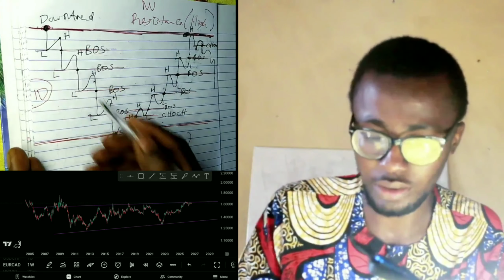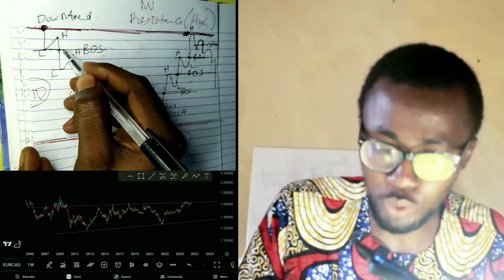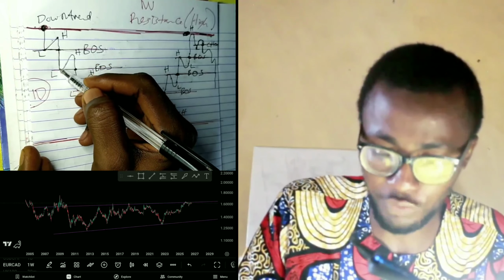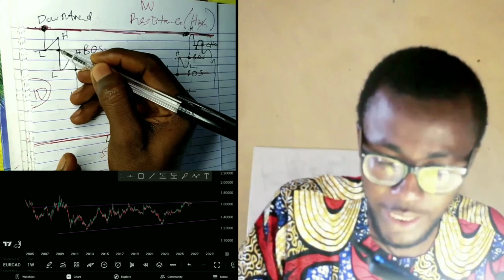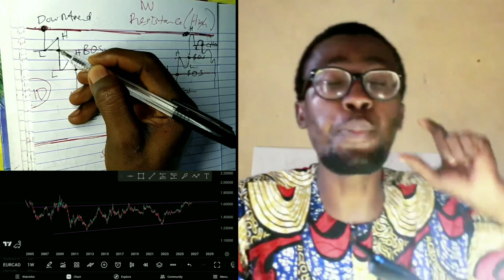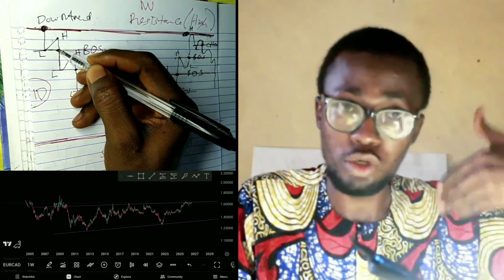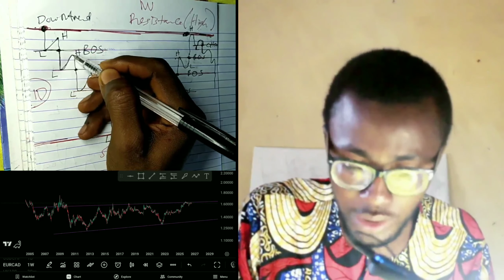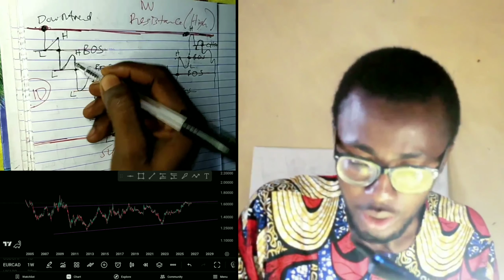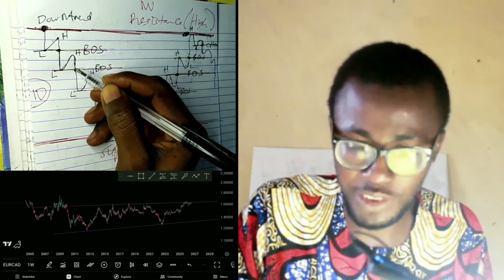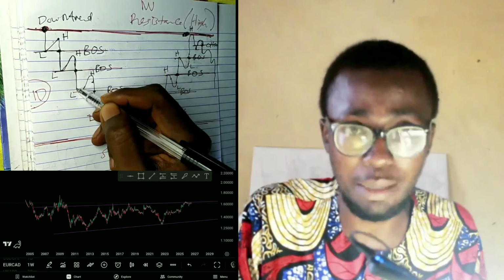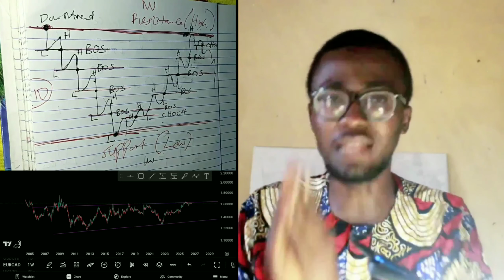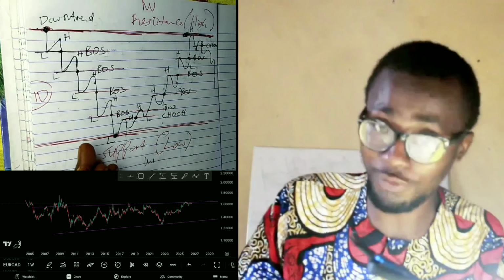So in this downtrend here, when this low is broken, it's called break of structure. As this low is broken here, it's called break of structure. So break of structure makes the trend continue a downtrend. Now it comes again, it broke this low. Break of structure means that the downtrend will continue. So when the low is broken on a downtrend, it's called break of structure.